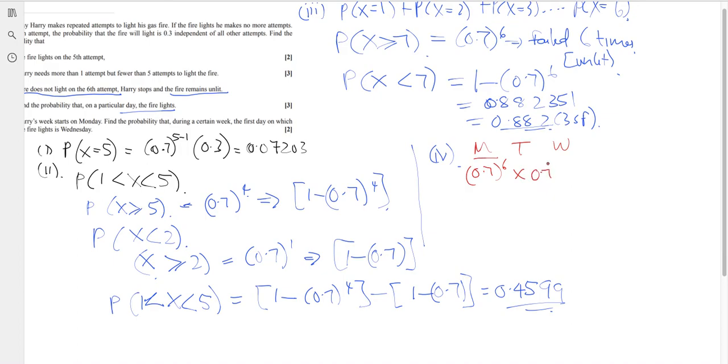Tuesday, he has tried 6 attempts, 0.7 to the power of 6. But on Wednesday, he managed. On Wednesday, he could have managed it on the first try, or second, or third, or fourth, fifth, or sixth. So in that case, you just multiply by 0.882. From here, you get your answer as 0.0122128, which I can simplify to 0.0122. I hope that makes sense. Thank you.